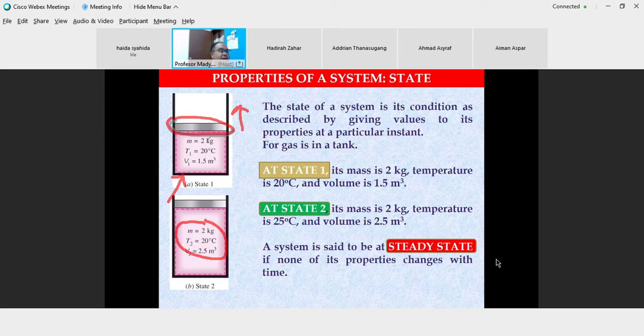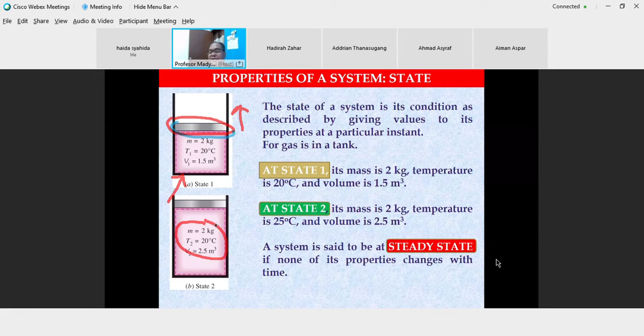So the mass cannot change. The mass will always remain the same. The volume changes, which means it will become two phases. From just a liquid, it becomes liquid and vapor. So liquid and vapor. Okay, so this one is known as steady state. Steady state is what? When none of the properties change with time. It just changes the phase. Okay, so that is a steady state.